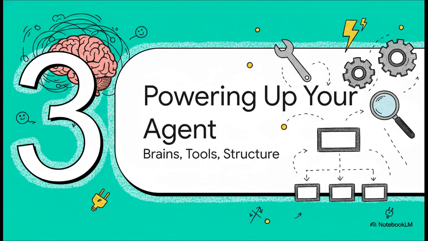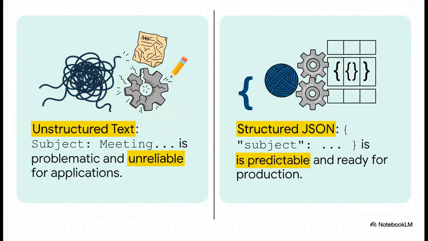All right, so a basic agent is cool and all, but the real magic begins when we start powering it up. We're talking about giving it a different brain, giving it hands to interact with the world, and most importantly, forcing it to give us clean, structured output we can actually rely on. Now here's one of the biggest headaches in building AI apps: predictability.